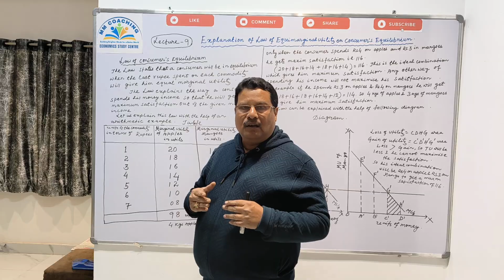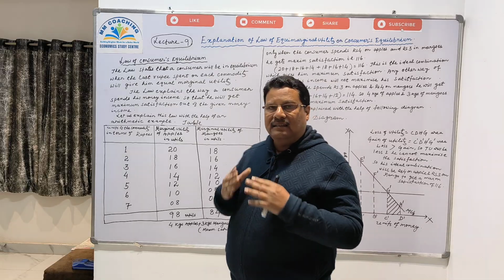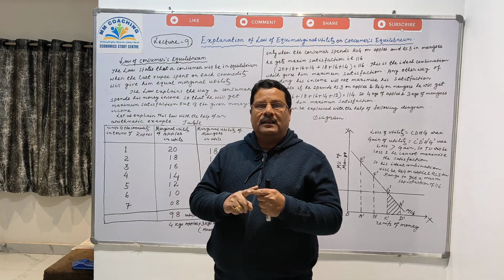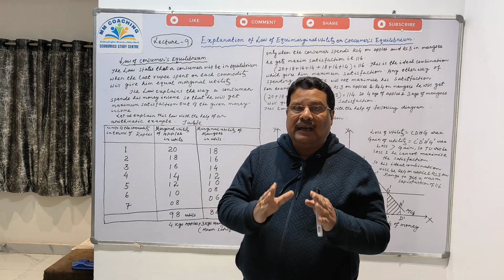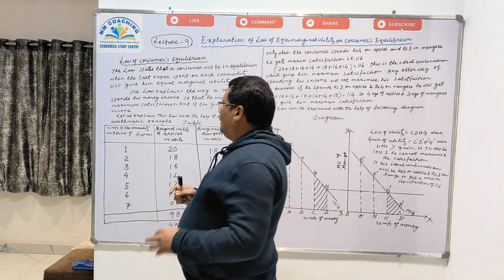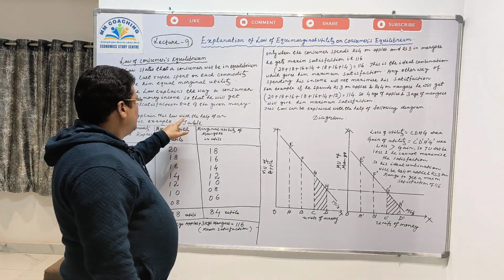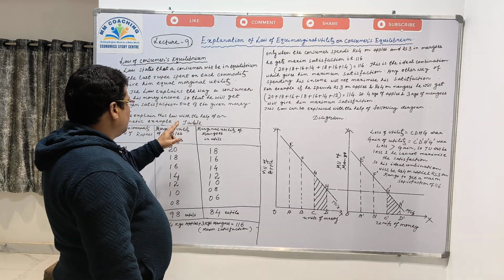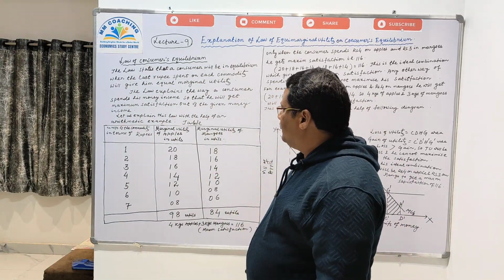With the help of this law, we can very easily understand how a consumer will spend his given money income to maximize his utility or satisfaction. So let us explain this law with the help of an arithmetic example. So I have taken a table here to make you all understand.